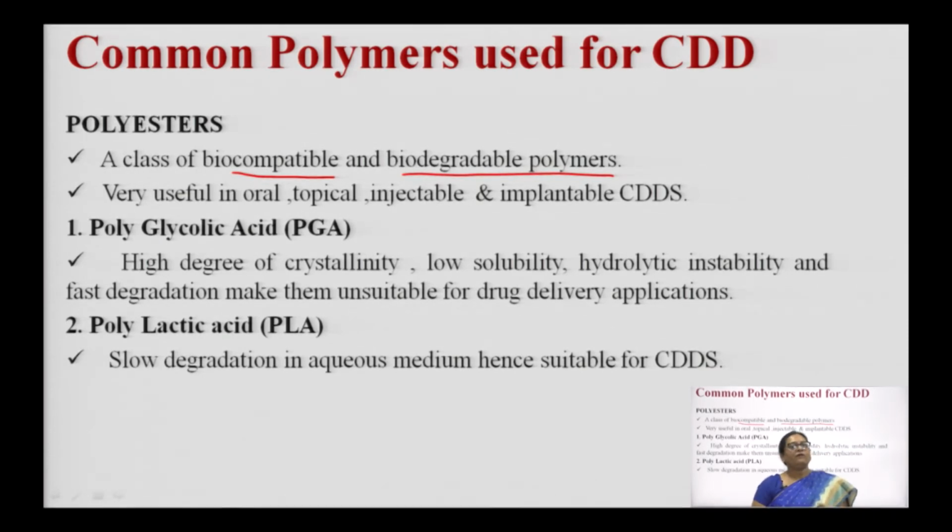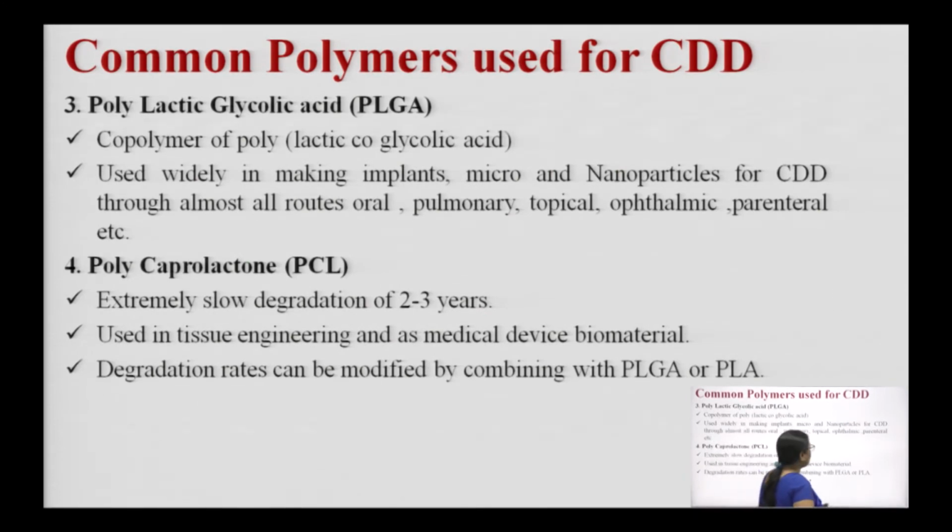Therefore, what is done? We combine polylactic acid and polyglycolic acid to get copolymers, and these copolymers are denoted as polylactic glycolic acid polymers, commonly called PLGA polymers. By making these polymers, we can control the degradation rate and make it suitable for controlled drug delivery applications. So, polylactic glycolic acids are copolymers of polylactic acid and glycolic acid.